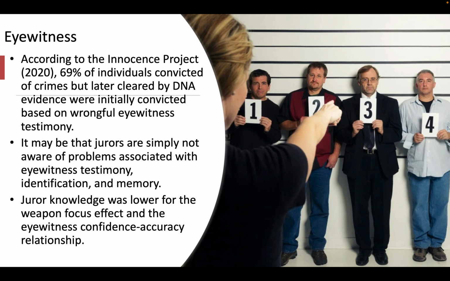According to the Innocence Project in 2020, 69% of the individuals convicted of crimes but later cleared by DNA evidence were initially convicted based on wrongful eyewitness testimony. It may be that jurors are simply not aware of problems associated with eyewitness testimony, identification, and memory. Juror knowledge was lower for the weapon focus effect and the eyewitness confidence accuracy relationship.